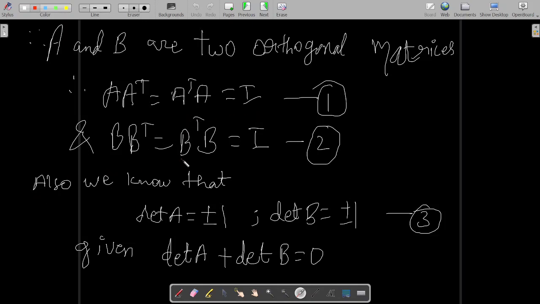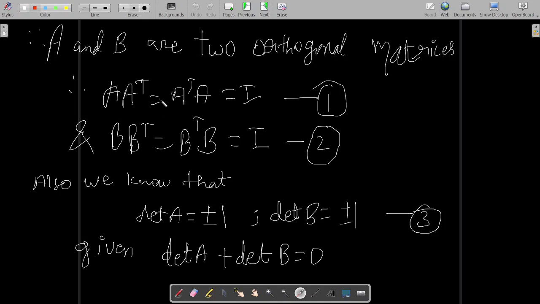Also, we know this very well that as A and B are orthogonal, determinant of A will be equal to either +1 or -1, and as B is also orthogonal, determinant of B will be equal to either +1 or -1.